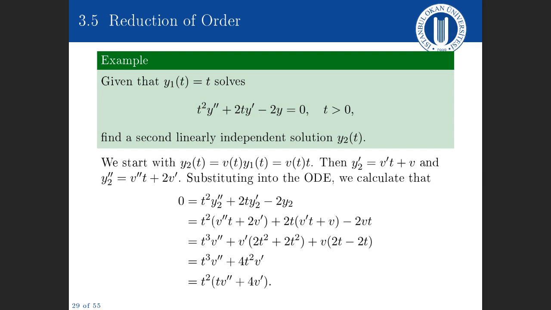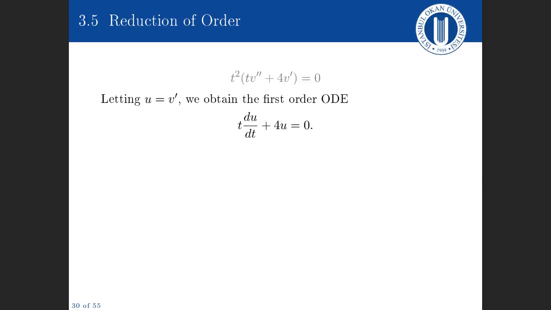I'll leave this for you to check. Again, we should not have any v terms, and we don't. 2t minus 2t is 0. Good. I'll leave it for you to check that what we end up with is 0 is equal to t squared multiplied by t v double prime plus 4v prime. And because this must be true for all t, we can remove the t squared. Don't need to worry about that.